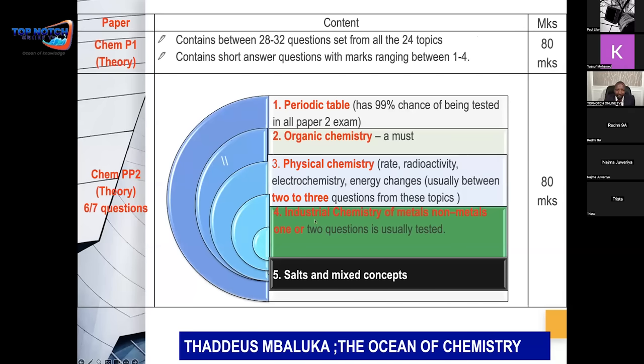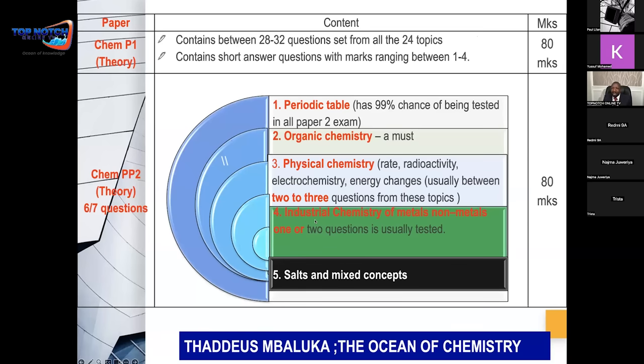students. Now, I was saying, we have physical chemistry, and in this physical chemistry we have four topics. Remember, mole is still here, but mole is not tested in paper two. It's just synchronized. You may have a question on chlorine, which is a question on mole there. We have a periodic table, this is a calculation there. But now we have rate, radioactivity, electrochemistry, energy changes. You're going to have 2 to 3 questions in paper two.